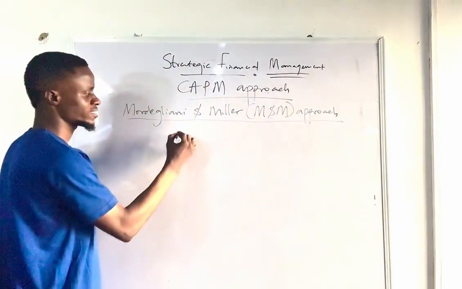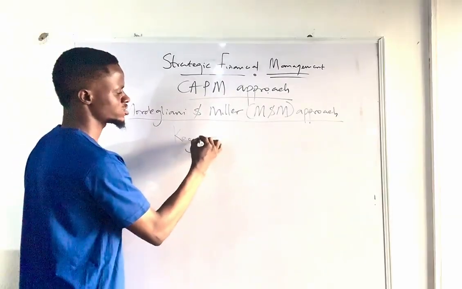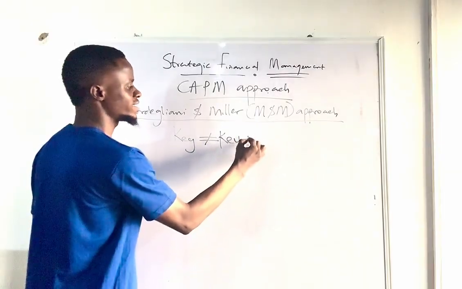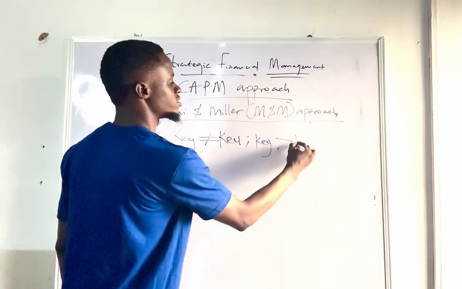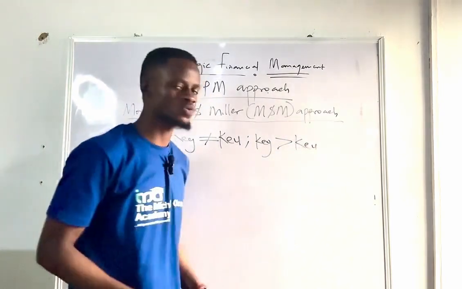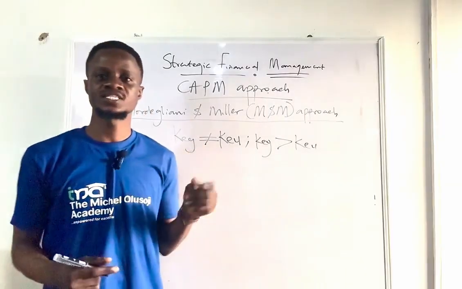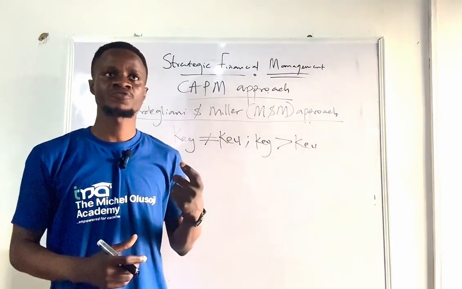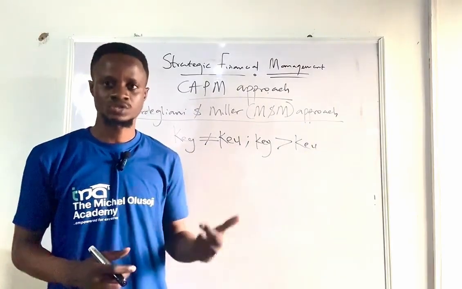So they are saying that Keg, I think I've explained this before, Keg is not equal to K, and that Keg is greater than K. So the question is, what is Keg? Keg is actually cost of equity geared. It's talking about the cost of capital of a company that is financed by both debt and equity.